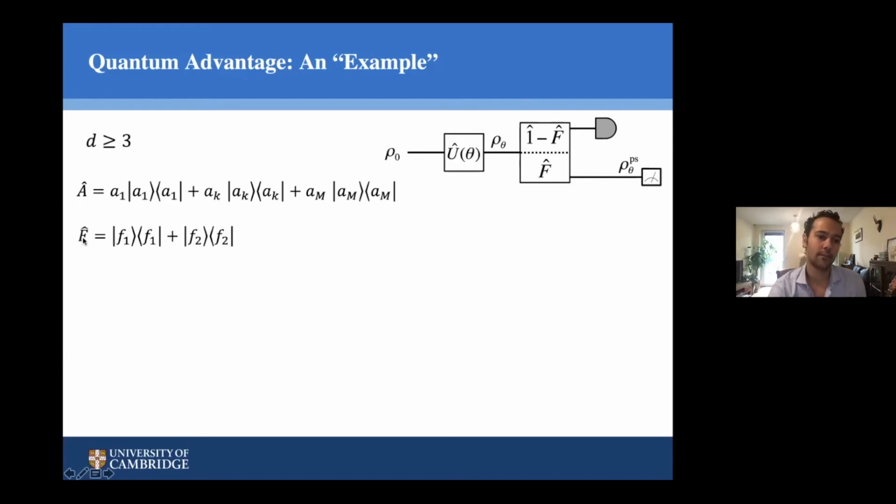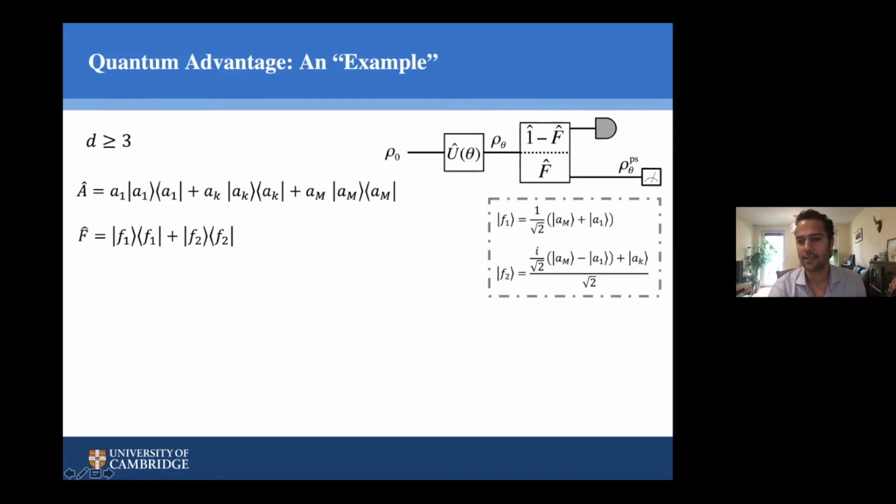We assume that the post-selection projector is a sum of rank 1 projectors, where F1 and F2 are given by these equations here. Don't look at the details of this because things are going to get a bit nasty soon. But the take-home message is that, knowing what the generator is, you can use that knowledge to decide how to define F1 and F2. And then we also show how to choose the best possible input state for this experiment.